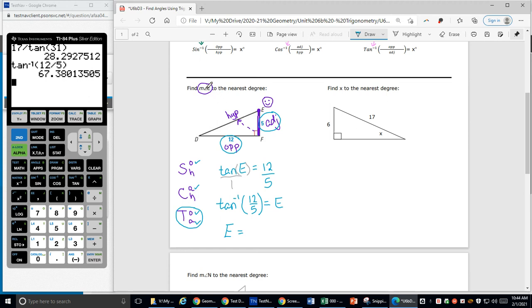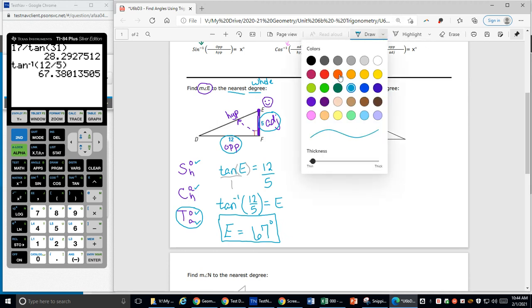So it says I want it to the nearest degree. That means whole number, which means I don't have to do any decimals. So I look right after that decimal and I see it's only a 3. So I'm going to say 67 degrees. Okay, let's do one more before we move on to the next video.